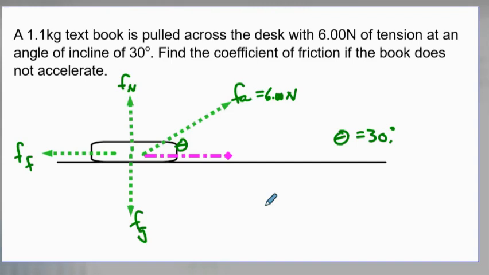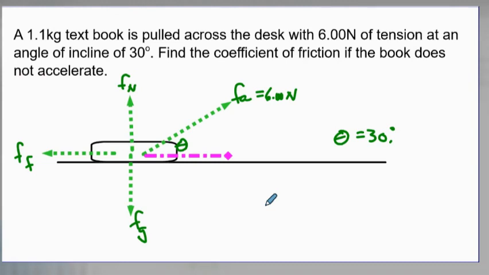Here's the textbook problem we just looked at. I measured the mass of the book and it's 1.1 kilograms, and I'm pulling it across the desk. And I looked at my Newton scale and I saw that I'm pulling it with a force of 6 newtons. And I used my protractor and realized that the string made a 30-degree angle with the desk. That's the angle of incline. So, what I'd like to know is the coefficient of friction.